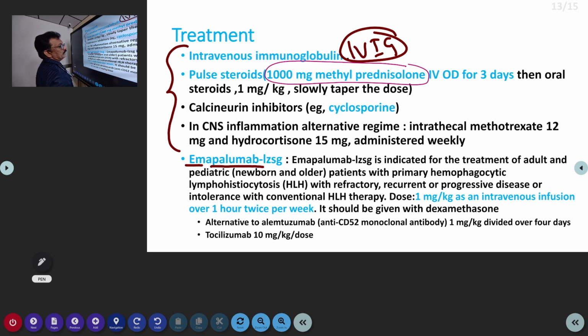Emapalumab can be given. That's an immune modulator that can be given with a dose of 1 milligram per kg as an intravenous infusion over 1 hour twice per week. Alternative drugs are alemtuzumab. So that's an alternative for this drug. It's an anti-CD52 drug. Tocilizumab is 10 milligram per kg. That is also available in our country. That can also be tried.